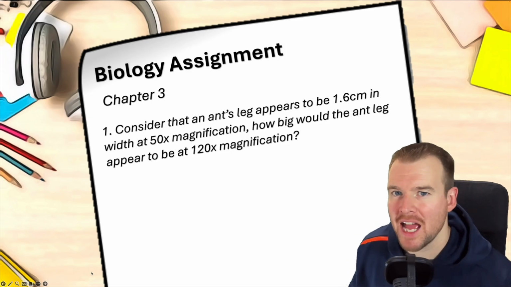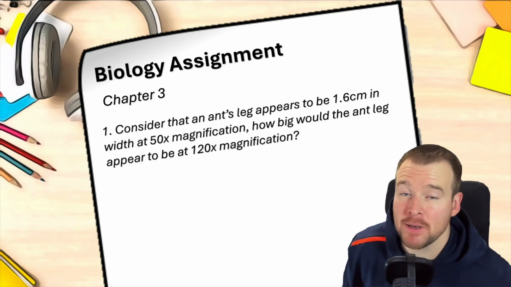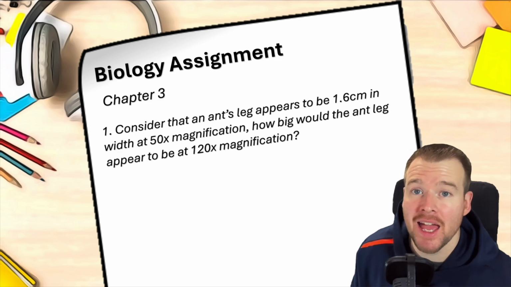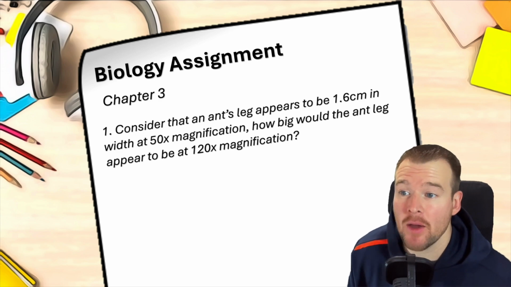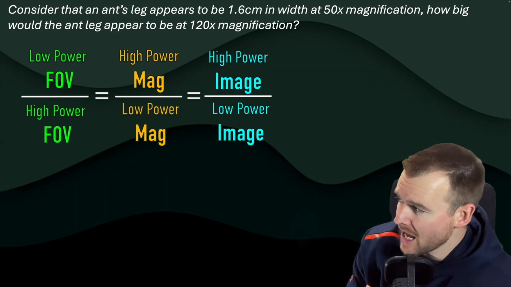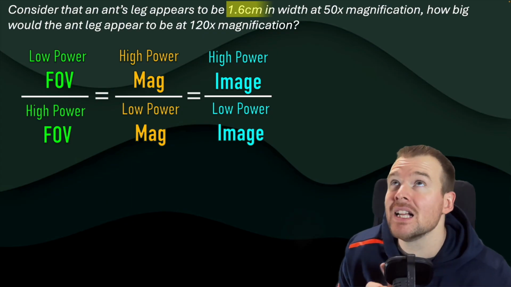So let's try and apply that to this assignment question that reads, consider that an ant's leg appears to be 1.6 centimeters in width at 50 times magnification. How big would the ant leg appear to be at 120 times magnification? So let's begin with writing the formula. I have all three ratios here, but remember I'm only going to need two. Let's look at what it says in the question.